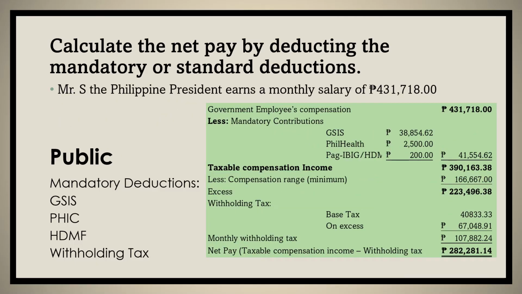Next, calculate the net pay by deducting the mandatory or standard deductions from the gross salary. The mandatory deductions are GSIS, Government Service Insurance System, PhilHealth, HDMF, Home Development Mutual Fund, also known as Pag-ibig, and withholding tax. The key differences between public and private employees are: public employees contribute to GSIS, while private employees contribute to SSS, Social Security System. The GSIS contribution can be computed by multiplying the basic compensation by 9%. And the calculation process will be just the same as private.